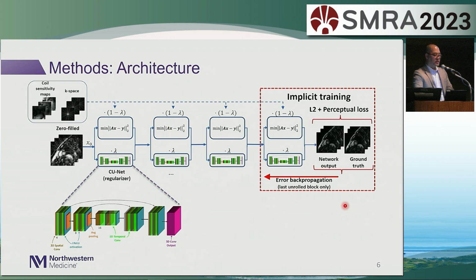So here is our architecture. We chose to layer a 4 depth, and we basically have a data fidelity term here, as well as the complex UNet as a regularizer. And then again, using the implicit theorem, we basically backpropagate only the last layer, and we use L2 plus perceptual loss for the loss term.